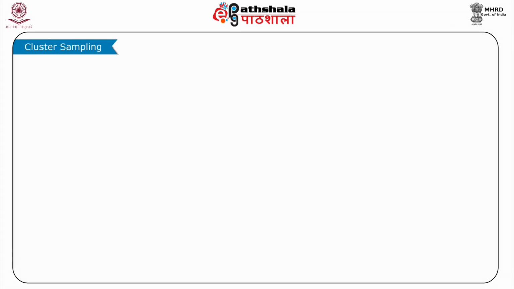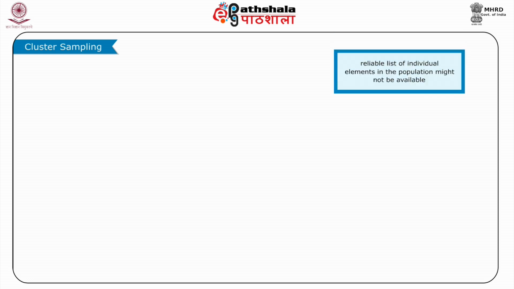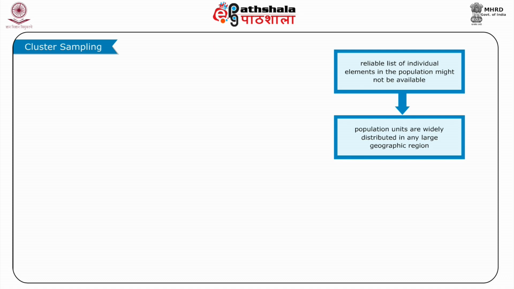Cluster sampling is a sampling survey in which the sampling unit consists of groups or clusters of small units called elements. It is used in the following scenarios. A. Cases in which a reliable list of individual elements in the population might not be available, and it can be prohibitively expensive to construct such a list. B. Cases in which population units are widely distributed in a large geographic region or natural clusters.